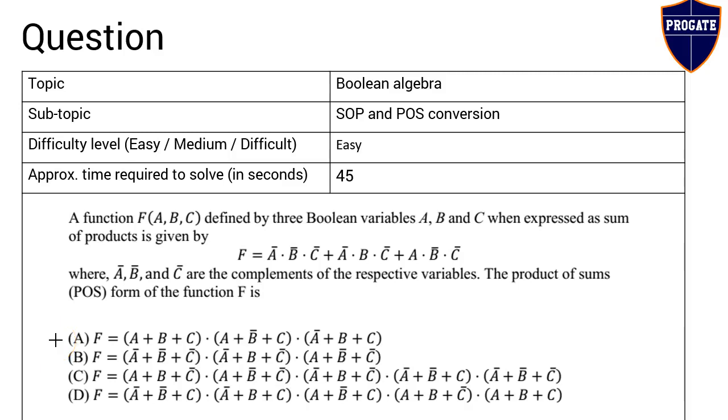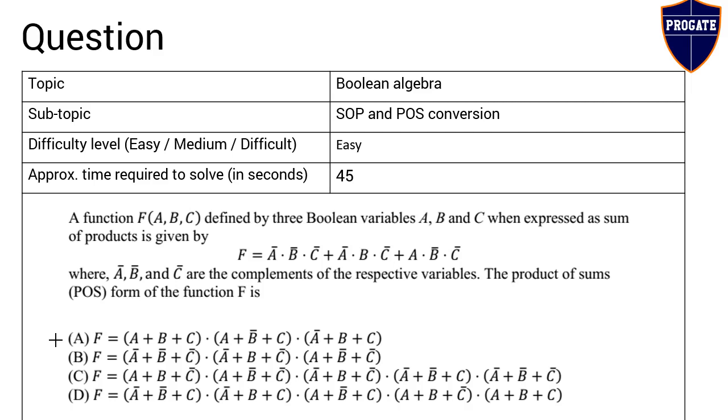This question belongs to Boolean algebra topic and the subtopic is SOP and POS conversion. The difficulty level of this question is easy as it is a direct concept based problem. The approximate time required to solve this question is around 45 seconds and there are no calculations involved in solving this question. So the question goes like this.